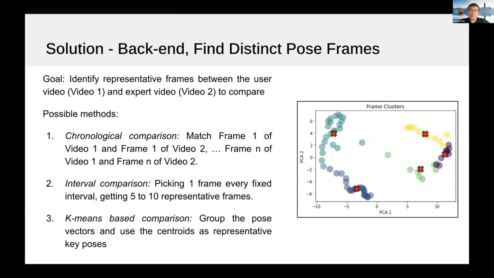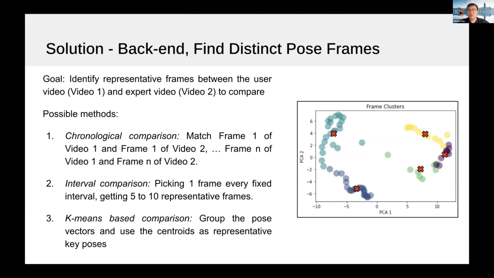Another possible method is interval comparison, where we pick matching frames for every fixed time interval and get about 5 to 10 of these representative frames in total. However, this is usually not very effective or accurate because for patients with CP, their movements can be uneven. They may move one leg faster than the other, and some of their gait cycles may be faster than others. So choosing matching frames per fixed time interval would not be optimal.